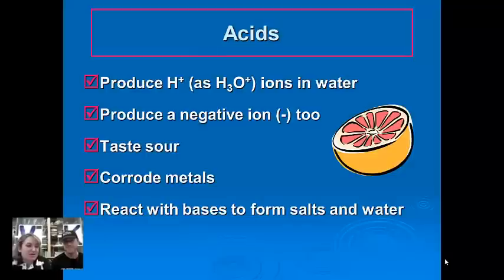This is your last lecture on chemistry, and today we're going to talk about applying chemistry to different things. So let's talk about some chemical properties of things, and let's talk about acids. What can you tell me about acids?